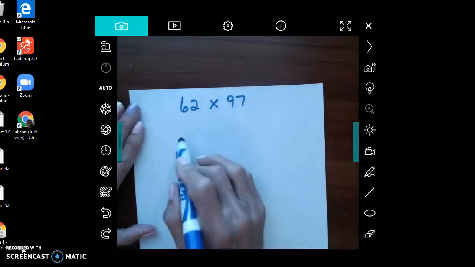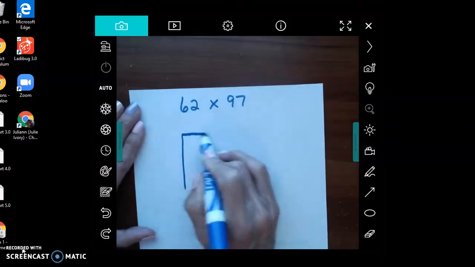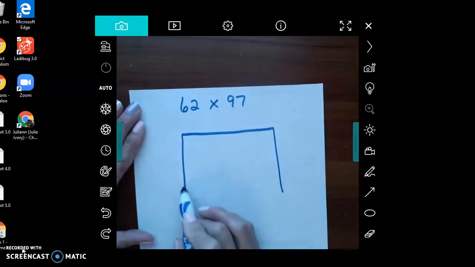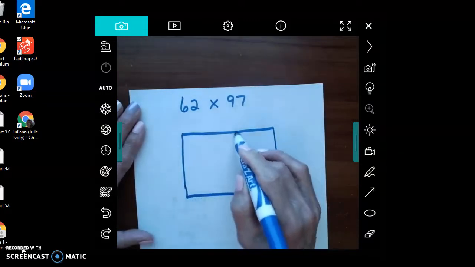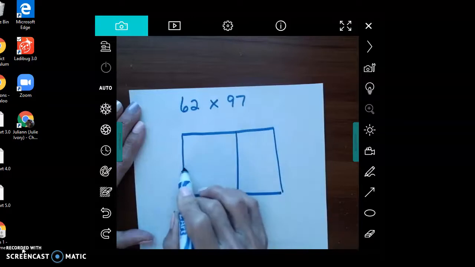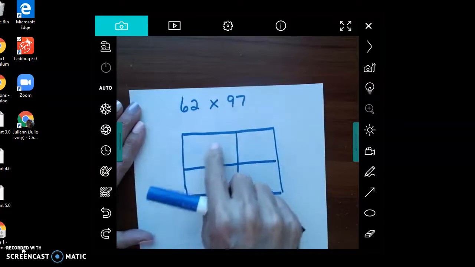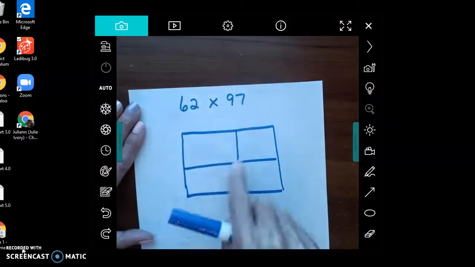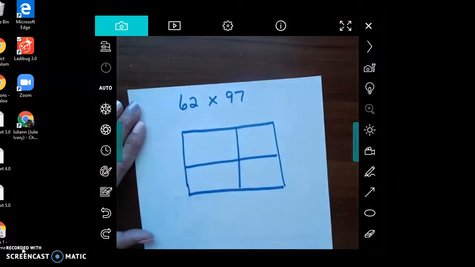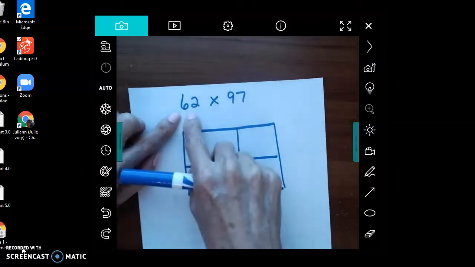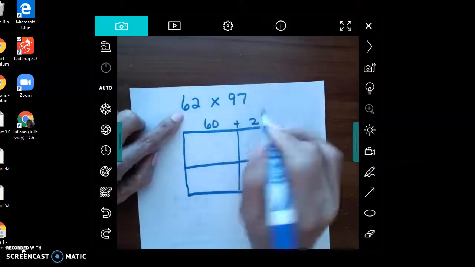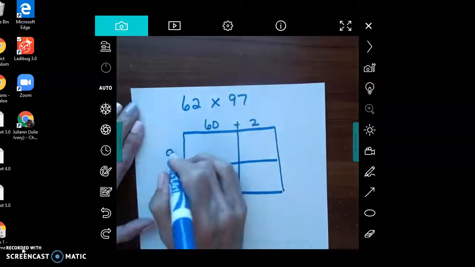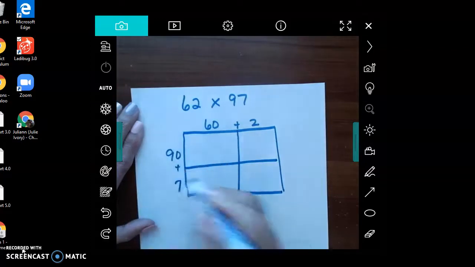All right. Did it again. Here we go. We have a 2 by 2, so I'm going to make more of a square. And I'm going to divide it into 4 sections. So we have 4. Looks like a window, doesn't it, boys and girls? Okay. We're going to expand this one as 60 plus 2. And this one is 90 plus 7.